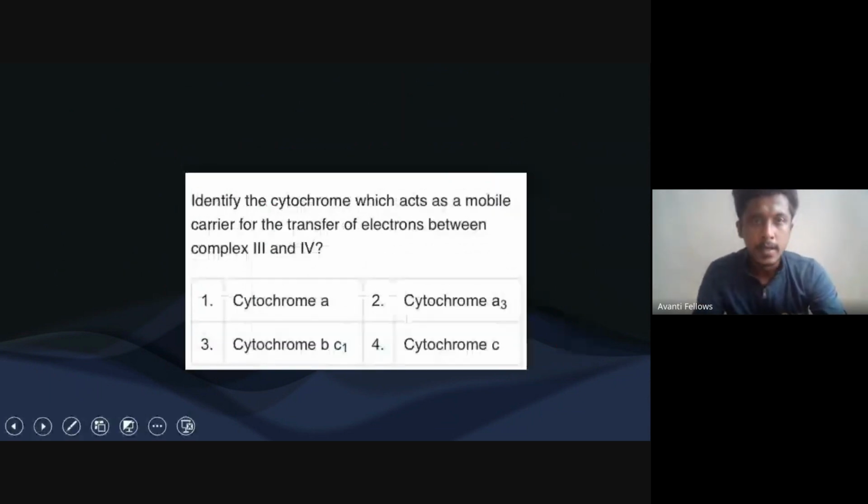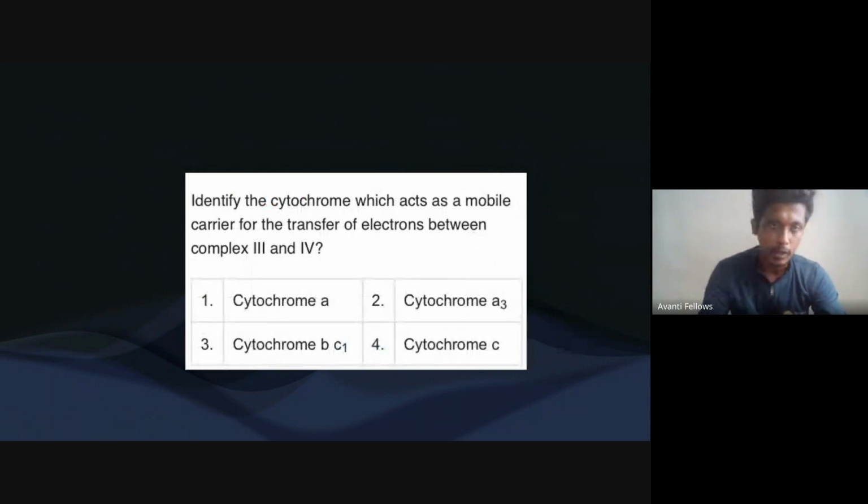Next one. Identify the cytochrome which acts as a mobile carrier for the transfer of electrons between complex 3 and complex 4. Your options are cytochrome A, cytochrome A3, cytochrome B1C, cytochrome BC1 complex, or cytochrome C. This is a very, very easy question. It should be easy because we just discussed it not too long ago, just a while ago.